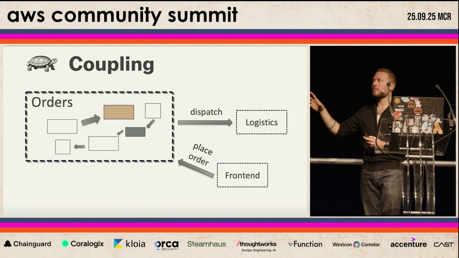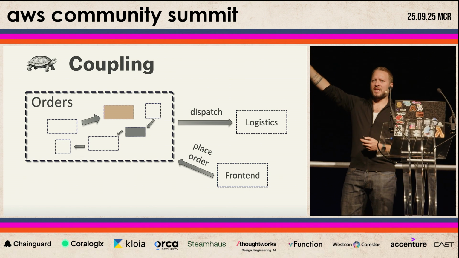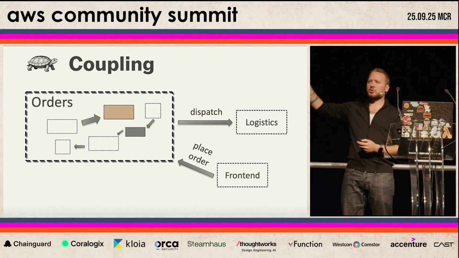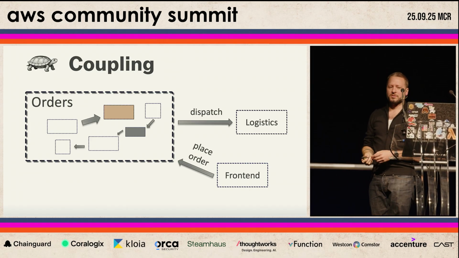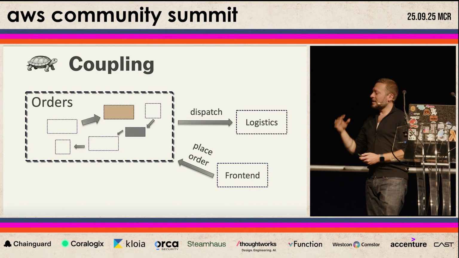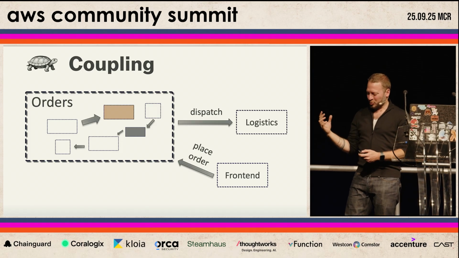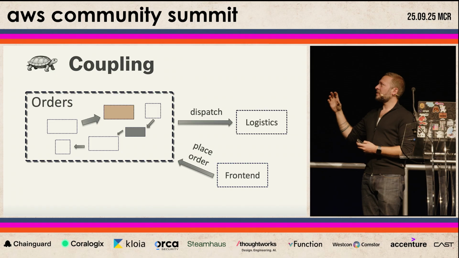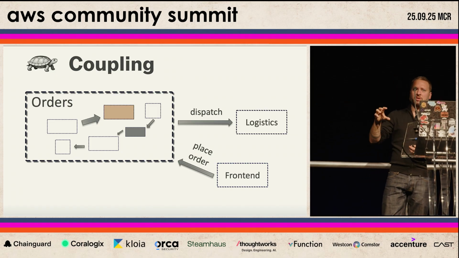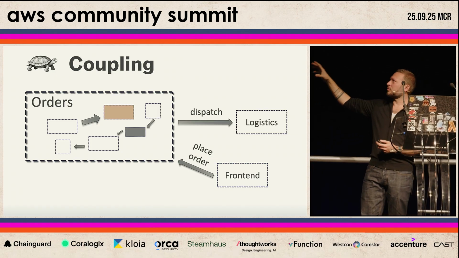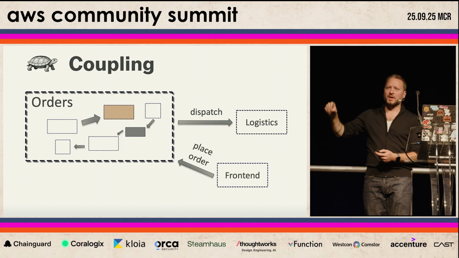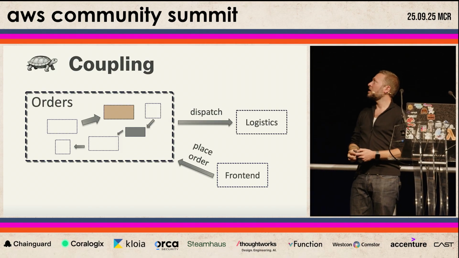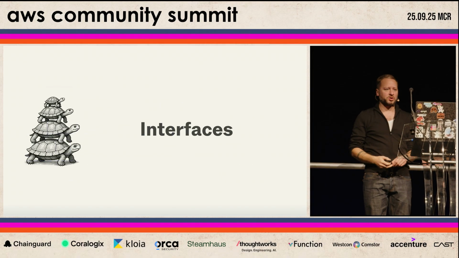Yes, they're coupled, but the changes that you make in the orders module do not affect your consumers. Now, in this concept, we're also talking about interfaces. Interfaces is how systems are coupled. So how the front end communicates with the orders module and how the orders module communicates with the logistics module.